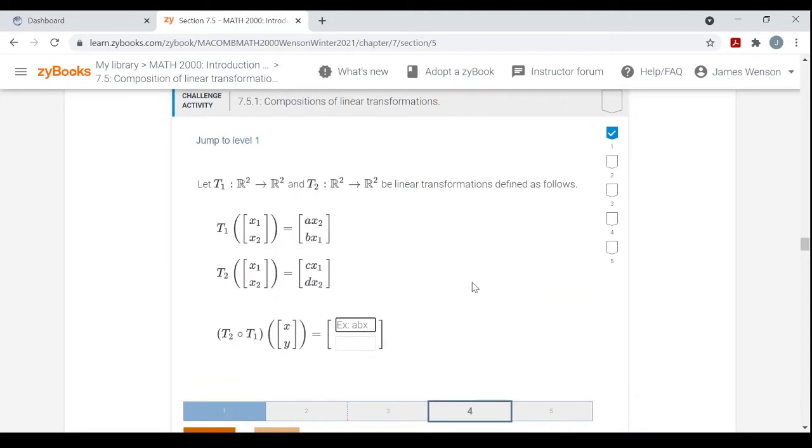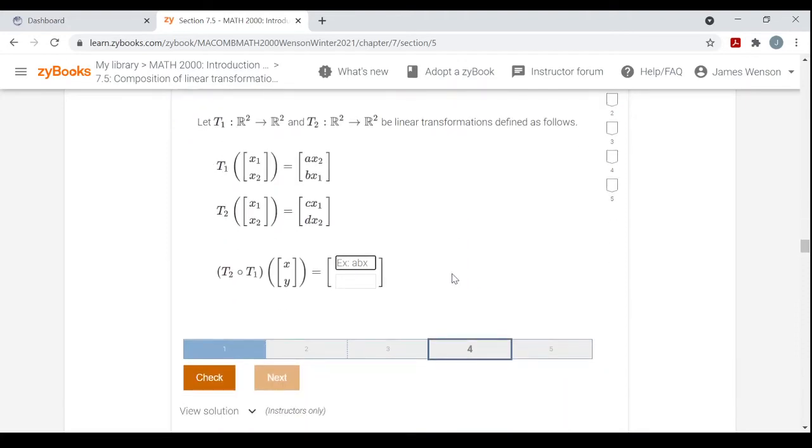Level 4, again, your inputs x, y, write your outputs after running through these transformations, doing T2 composed with T1. But instead of numbers, you have x's and y's, and a's, b's, c's, and d's showing up.